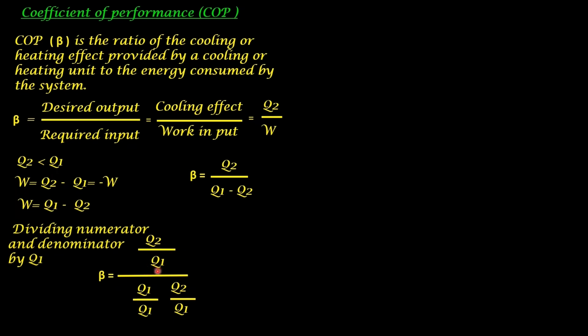Dividing the numerator and the denominator by Q1, we will get the expression beta is equal to Q2 divided by Q1, the whole divided by Q1 divided by Q1 minus Q2 divided by Q1. This Q1 by Q1 will be equal to 1. So this becomes 1 minus Q2 by Q1. So this is equal to Q2 by Q1 divided by 1 minus Q2 by Q1.